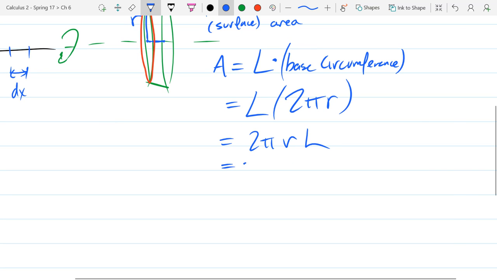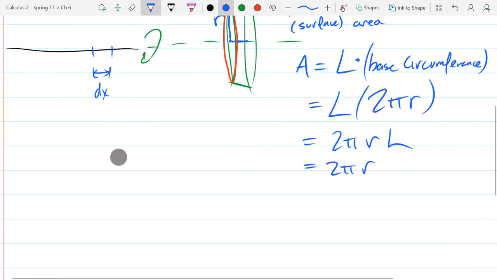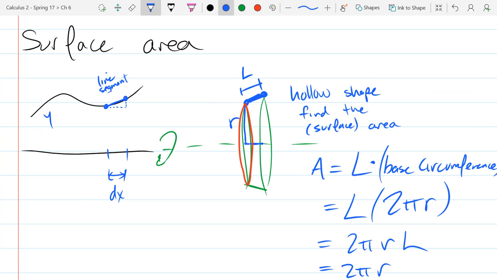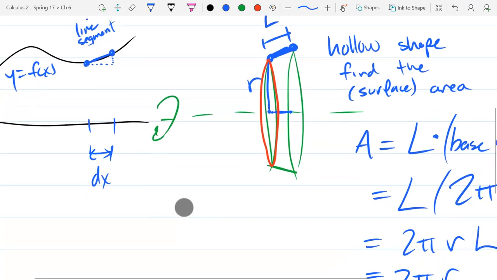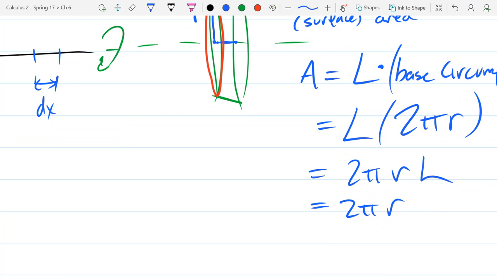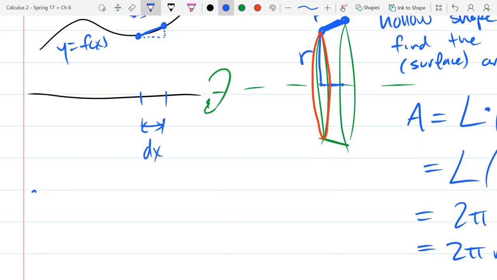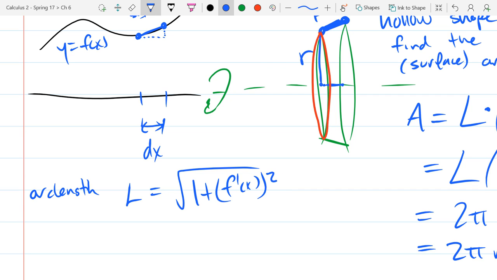Now you have to remember way back to last section, our length comes from a curve f of x. How do I get the length of that line segment? What do I do with f to get the length? It has square root of 1 plus f prime of x squared. That was the tricky part of this. So that was from last section. That was our arc length.